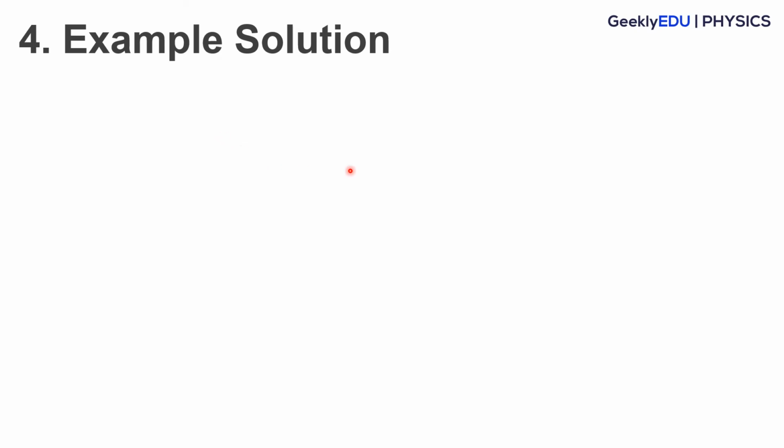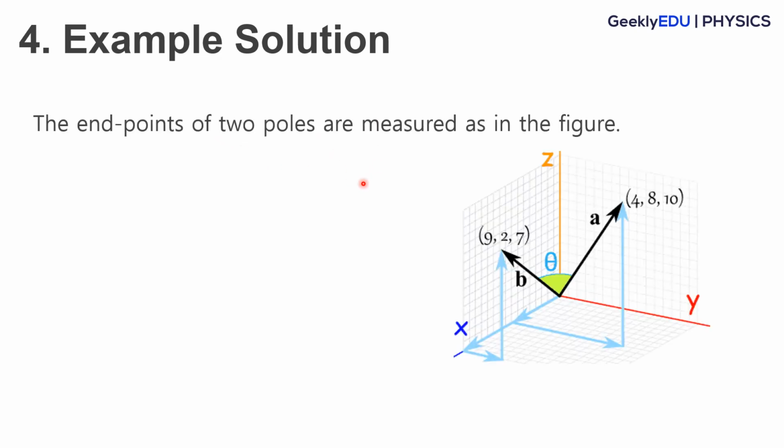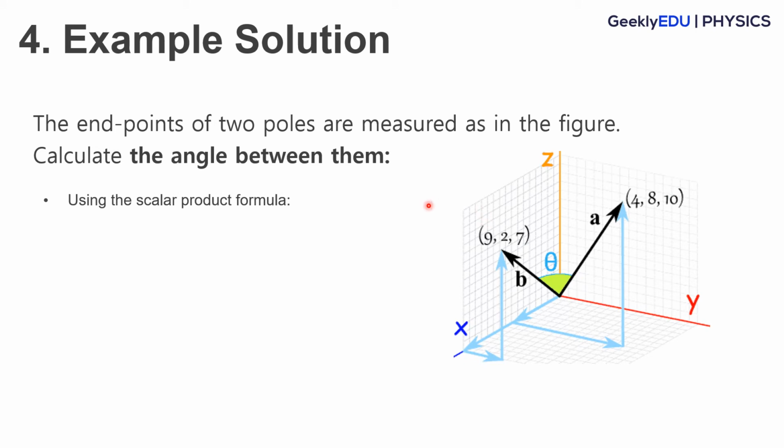Let's go through an example solution. We have the endpoints of two poles measured as in the figure here, so we know the x, y, and z components of each of the two vectors, and we want to calculate the angle between them. So if we take the scalar product formula, we can multiply each component and then add them together.